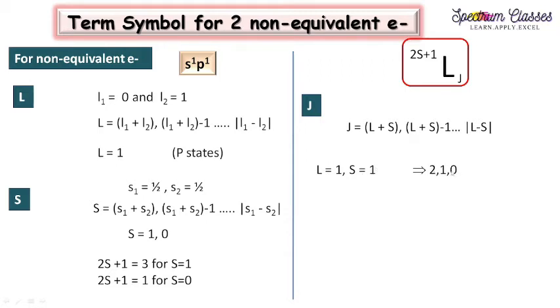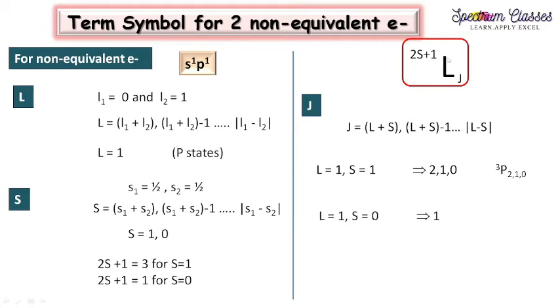And since it is differing by 1, so 2, 1, 0 will be the values of this J. The second case is L is equal to 1 again and S is equal to 0. And for this, L plus S gives 1, L minus S again gives 1. So only one value is there. So according to this, we are going to write the term symbol.